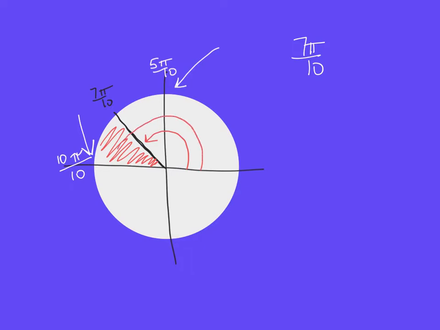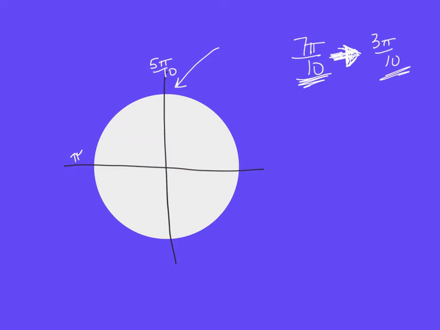And from here all the way to here, in fact, let me change the color right here. There we go. All that way is 10 pi over 10. So that little shaded part here has to be 3 pi over 10. So the reference angle for 7 pi over 10 is 3 pi over 10. So if I give you 7 pi over 10 and I ask you for the reference angle, you will tell me that that is 3 pi over 10. Okay, so let me get rid of some of this stuff and see if I can try another problem.